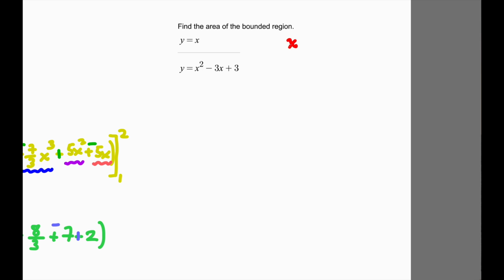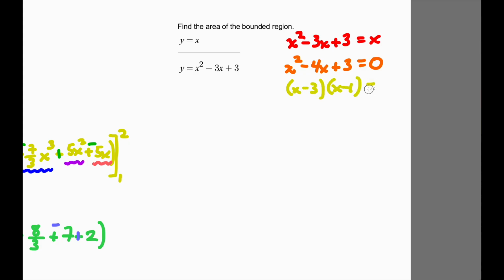So I'm going to set the x squared minus 3x plus 3 equal to x. Now, wherever these intersect is wherever these are equal. So once we figure that out, we'll be able to sketch the graph and kind of see what we're working with here. All right, now it's quadratic. So if you remember from your previous math classes, we have to get the quadratic set equal to 0. From there, we're going to factor this and solve. This should all be a review for you. And then from here, we have x equals 1 and x equals 3.